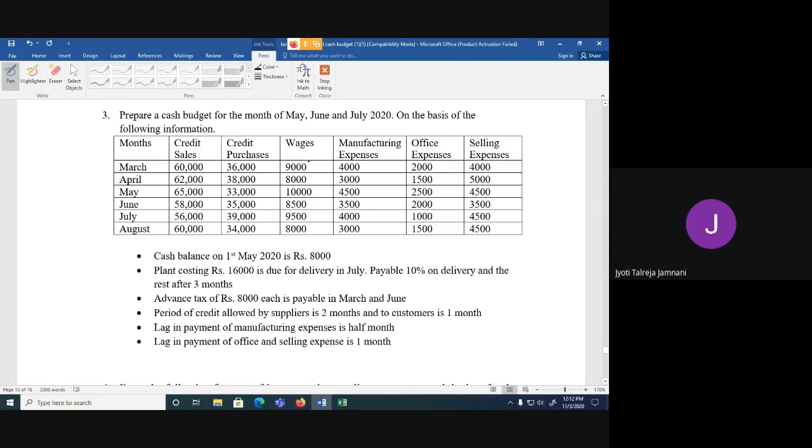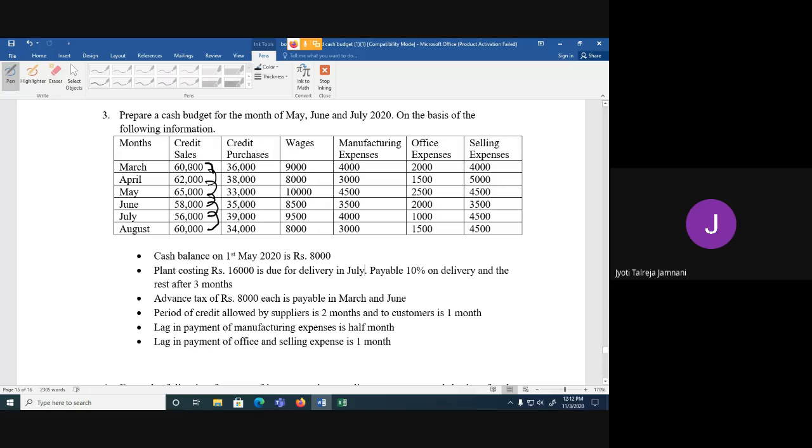So it is something like this. Whatever you're selling in March, you will receive in April. Whatever you're selling in April, you will receive in May. Whatever you're selling in May, you'll receive in June. June will be received in July and July will be received in August. So this is how the collection structure will look like in the coming months. So that's how we will work on it now.